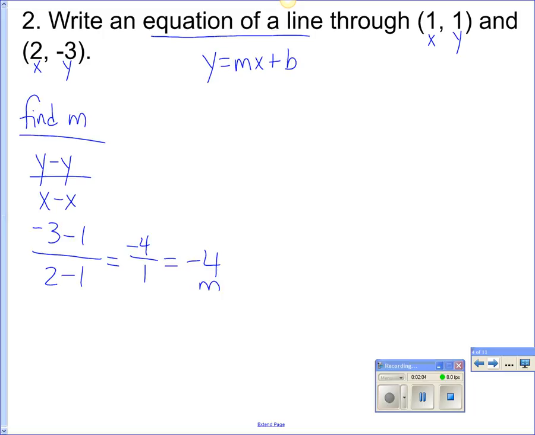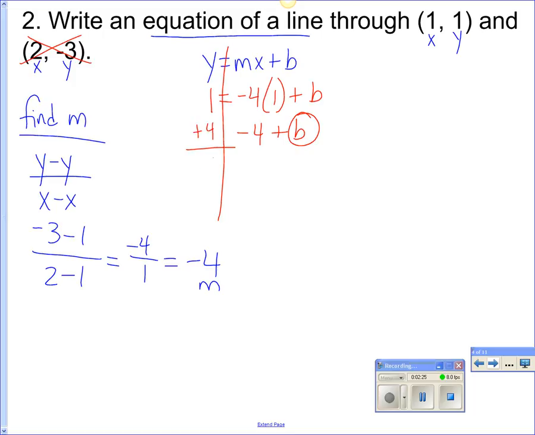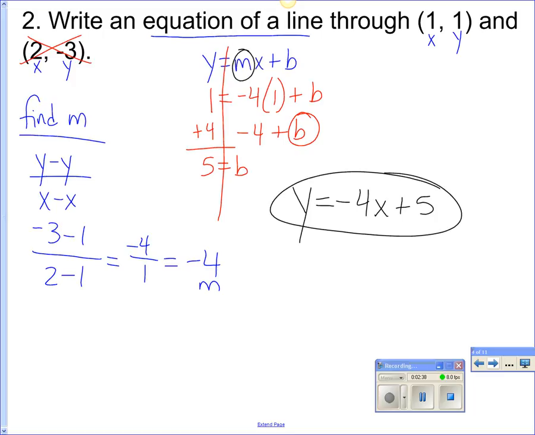M stands for slope. Remember, you only need 1 point now, so I'm going to mark this one out. And I'm going to put in 1 for y, for m I'm going to put in -4, 1 for x plus b. And draw your line. So you get -4 plus b. Move -4 to the other side, it becomes +4, so 5 equals b. So my final answer is y equals, m is -4, put your x beside of it, plus 5. Okay, all right, so I think we're good on those.